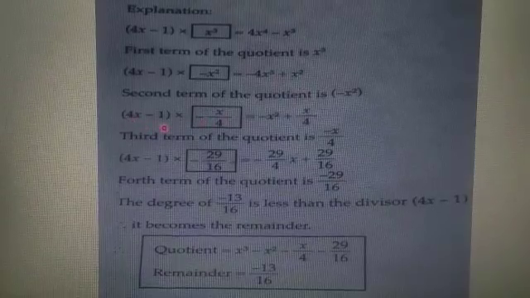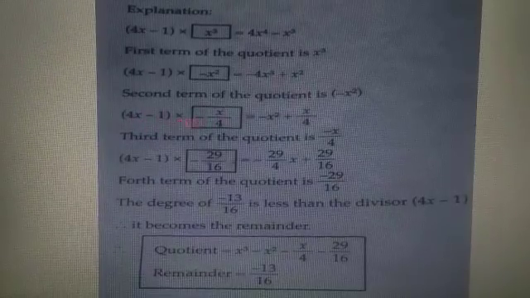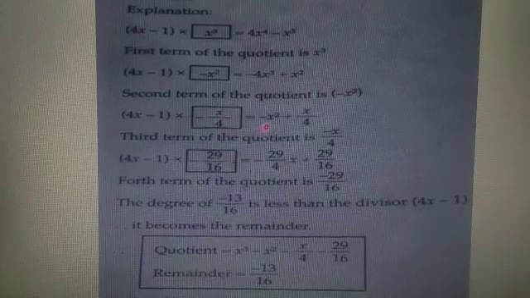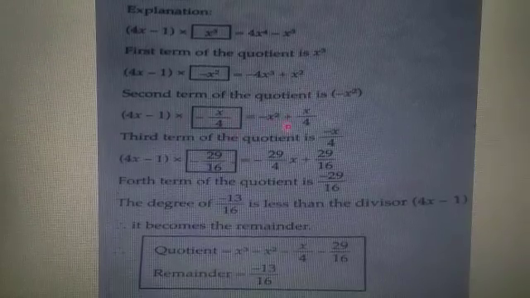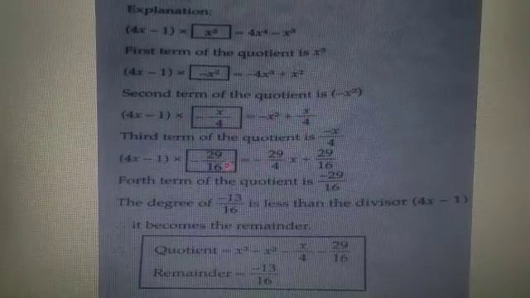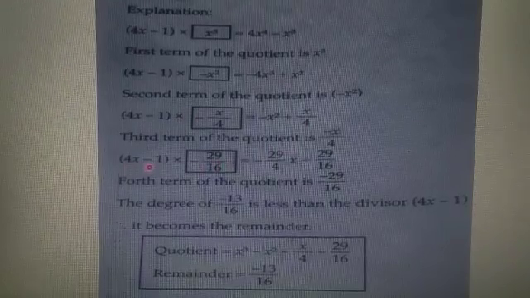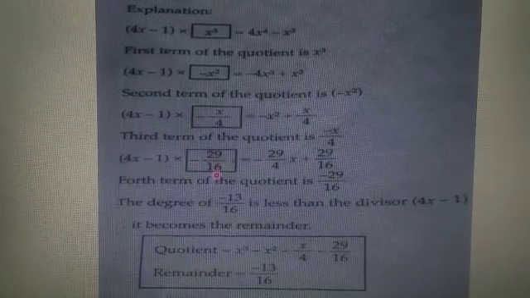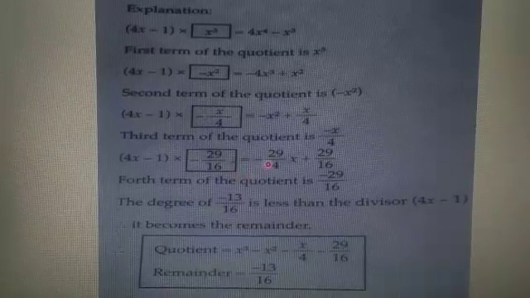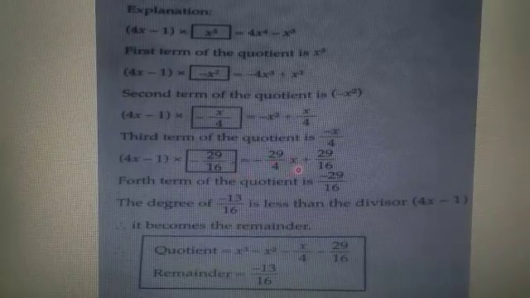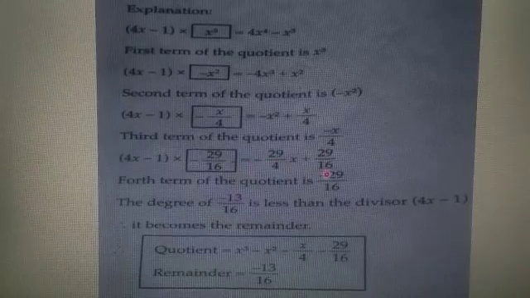And the third term, 4x minus 1 is multiplied with minus x upon 4, and then we got minus x square plus x upon 4. And in the fourth term, when 4x minus 1 is multiplied with minus 29 upon 16, then we got minus 29 upon 4 into x plus 29 upon 16.